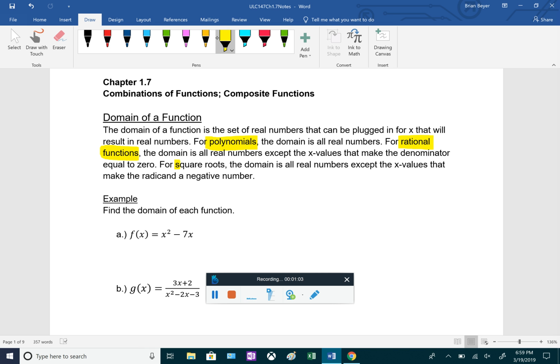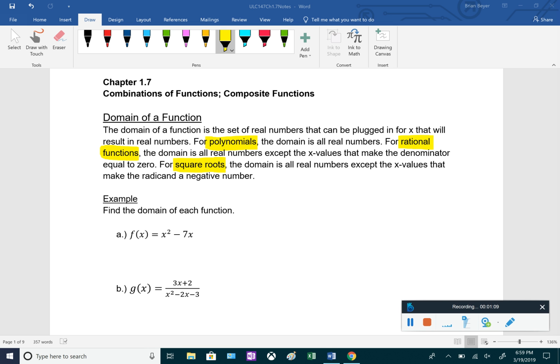And then for square roots, for the third one, the domain is going to be all real numbers except the x values that make the radicand a negative number. Because for now, we can't take the square root of a negative. We'll be doing that in several weeks, though.